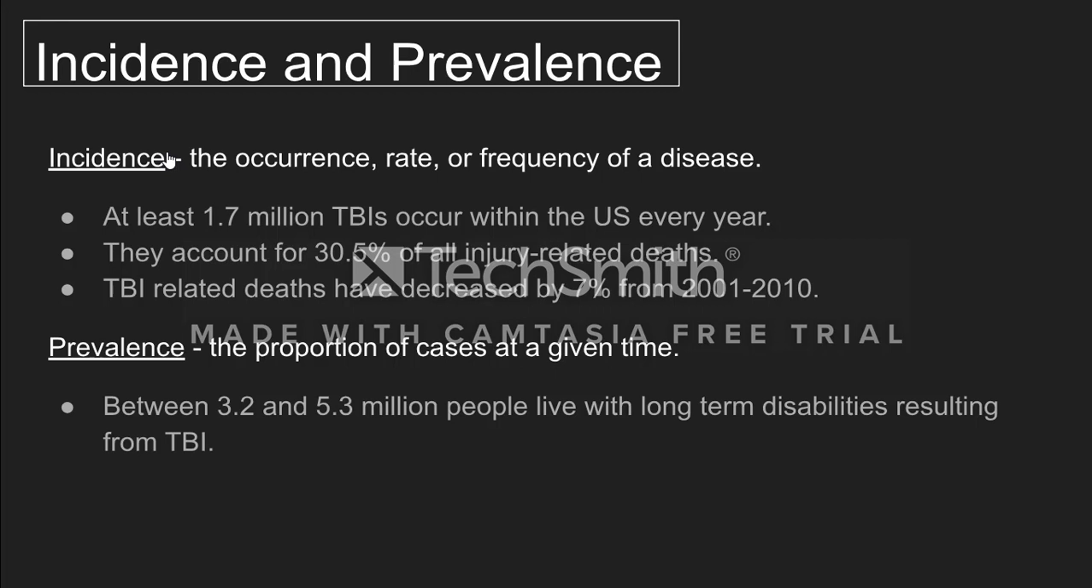So incidence and prevalence are two different things. Incidence refers to the occurrence, rate, or frequency of a disease. So in other words, the incidence of TBI refers to the number of new cases identified in a specific time period. The TBI incidence data tells us that at least 1.7 million TBIs occur within the US every year, and that those account for 30.5% of all injury-related deaths. However, deaths from TBI have decreased by 7% from 2001 to 2010, which is likely due to factors such as seatbelt use, automobile safety, helmet use, and just better overall treatment for severe TBIs in the hospital.